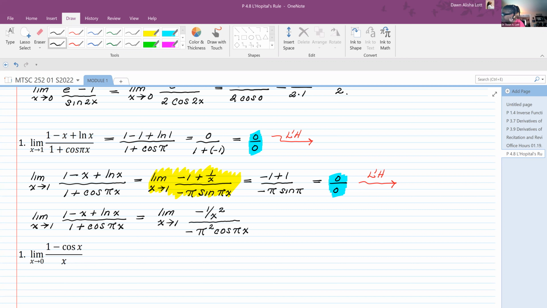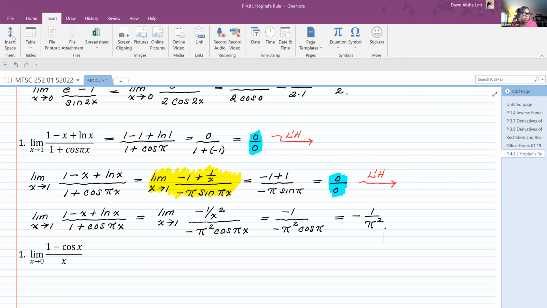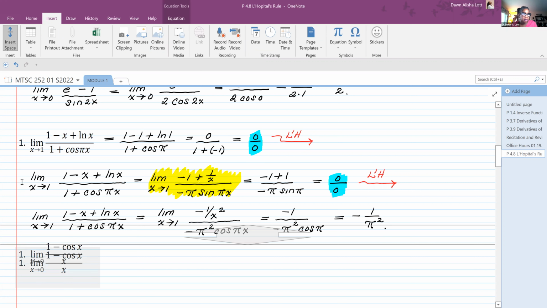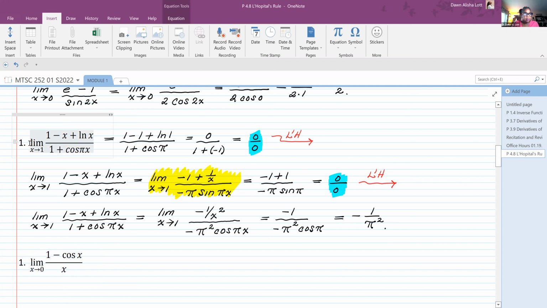All right, so now when I put in 1, I get negative 1 in the numerator. And in the denominator, I get minus pi squared times the cosine of pi. We already know the cosine of pi is negative 1. So this gives me negative 1 over pi squared. And that's finally my answer. Okay. All right, so that one took a little bit of work, but we know taking derivatives is not hard for us. So we were able to handle that one.